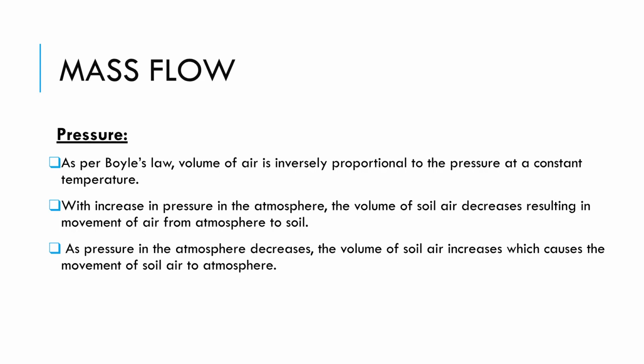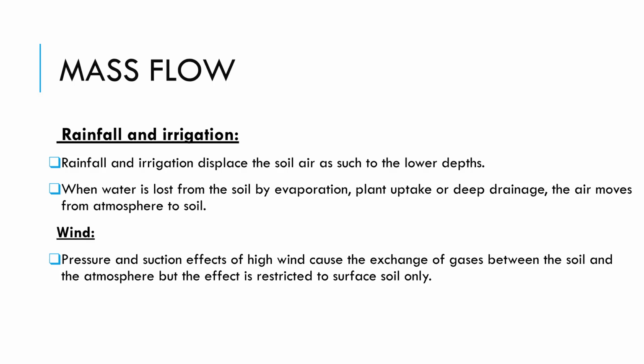Mass flow is also affected by pressure. According to Boyle's law, changes in atmospheric pressure cause corresponding changes in the volume of soil air, leading to movement of air between the atmosphere and the soil. Rainfall and irrigation displace soil air to lower depths. Conversely, when water is lost, air moves from the atmosphere into the soil. High wind causes pressure and suction effects, which facilitate gas exchange, mainly restricted to the surface soil.